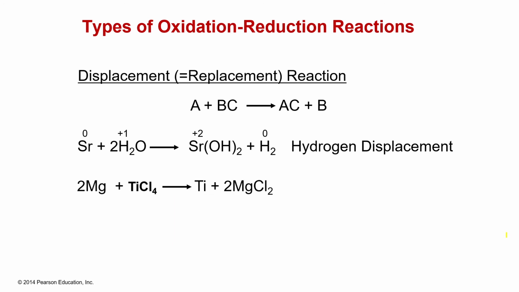Another type of reaction involves a metal reacting with an ionic compound and displacing the metal in that compound. We call this metal displacement. So in this particular reaction, we start out with titanium as a +4 ion and magnesium uncombined at oxidation state of 0. And then in the product, the titanium is now the uncombined one with oxidation state of 0, which means it got reduced, and the magnesium has changed into the typical magnesium ion with a +2 charge.